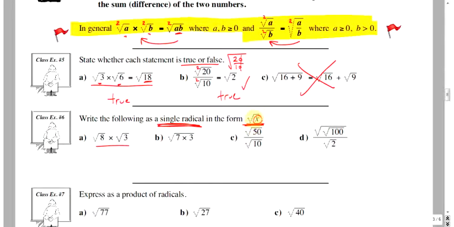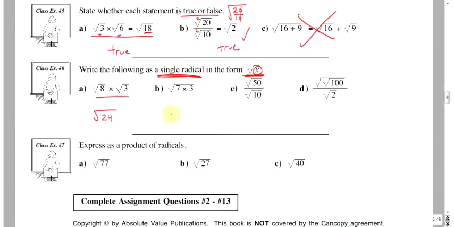That means x is one number. We have one radical. What's 8 times 3? Yeah, there we go. It's written as one radical. What's 7 times 3? I can do that, right? One radical sign. 50 over 10 is also known as 5. So that's root 5. Those are all in this form.